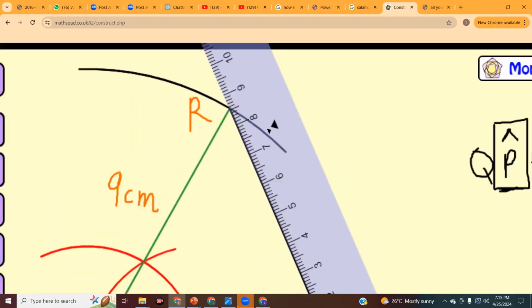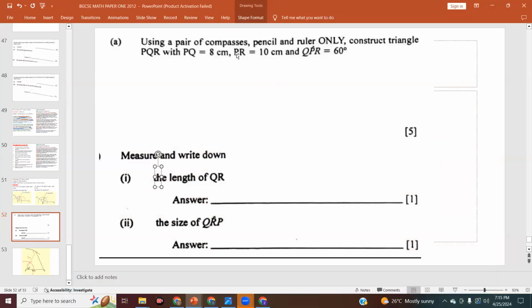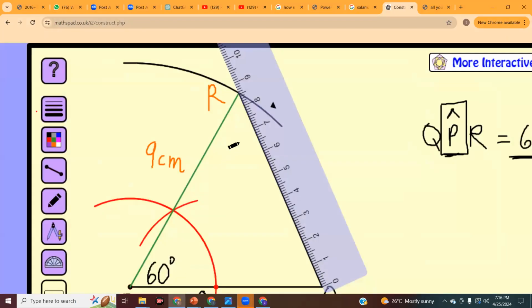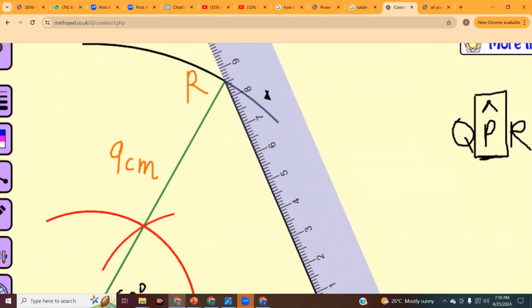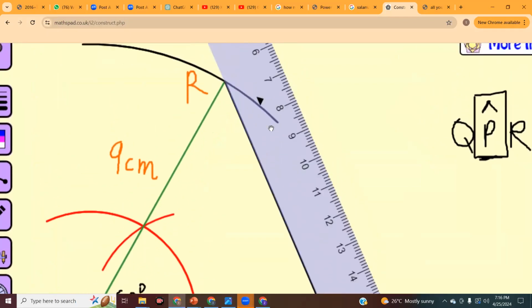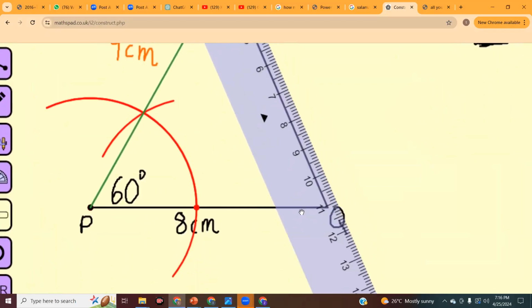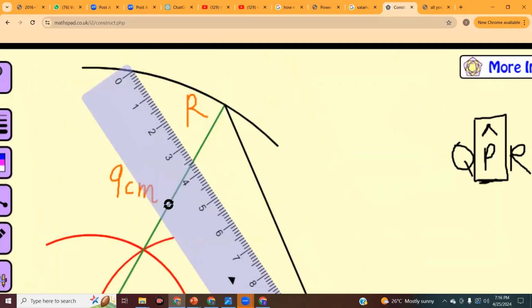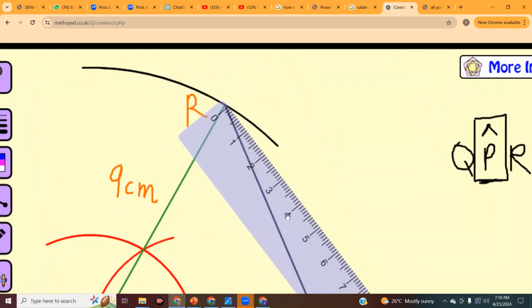Well, remember, my question is different. I used 9, so I didn't use PR as 10. If you use PR as 10, then you can get a different answer from me. I use PR as 9. And if we look here carefully, let me put this on a different side. Let me come on this side. I have to change this ruler all the way around. Okay, let me start out.